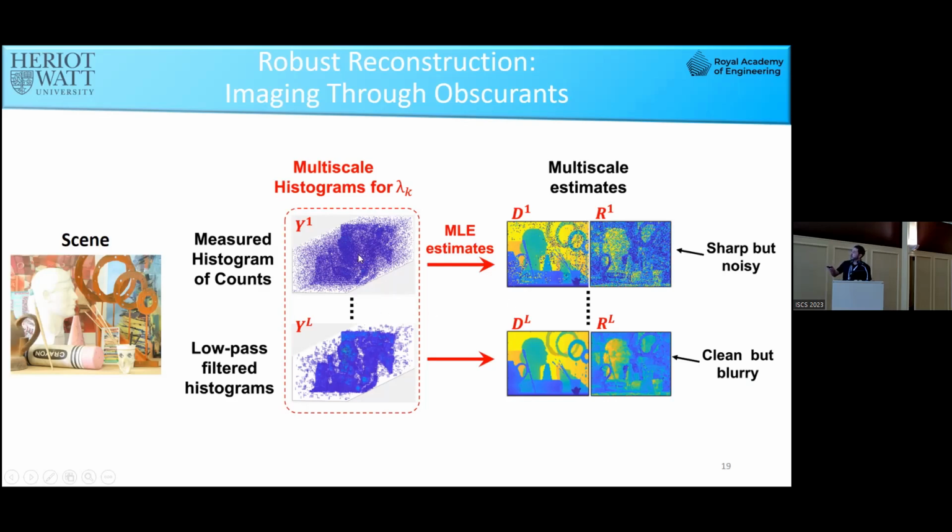Now, if you low-pass filter this raw data by using a uniform kernel, what you see is that we start seeing the objects in a better way. And actually, if you do maximum likelihood again, you obtain cleaner versions of this depth and reflectivity map, but at the price of blurry images, where we lose details around the edges of the objects and we lose information about the small objects in the scene. So the goal is really to combine all these multi-scale estimates to provide sharp and clean depth measurements.